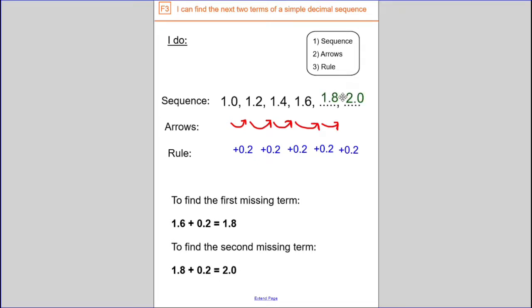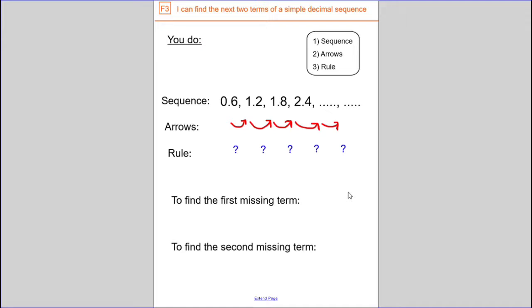So once we've done that, we can jot this down. So the first missing term would be 1.8 and the second missing term would be 2.0. Here's a question for you to try. Pause the video here.